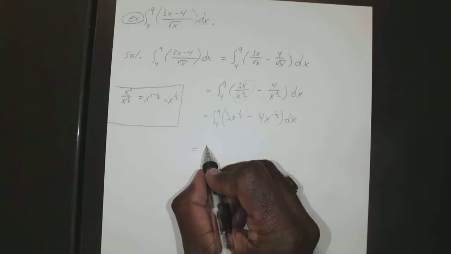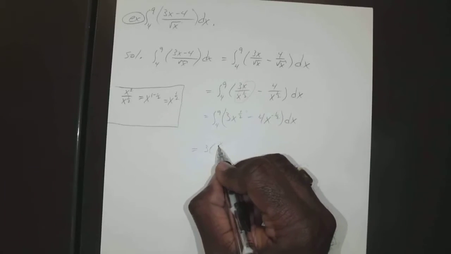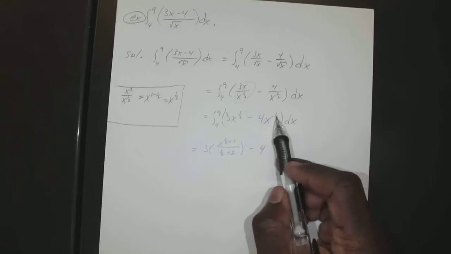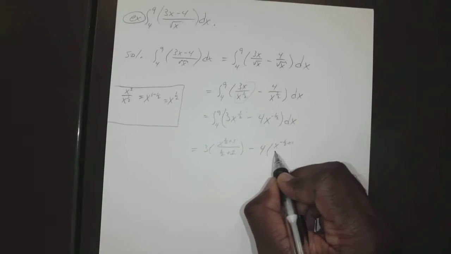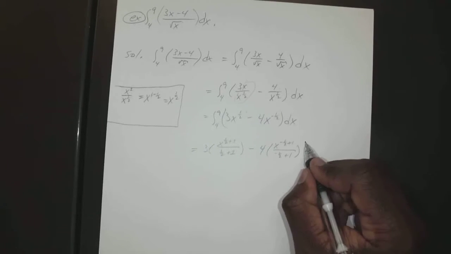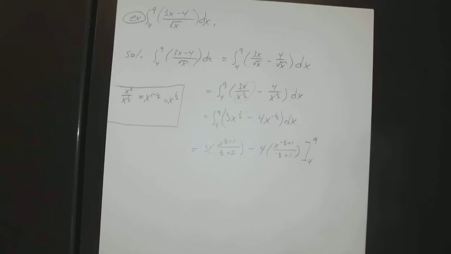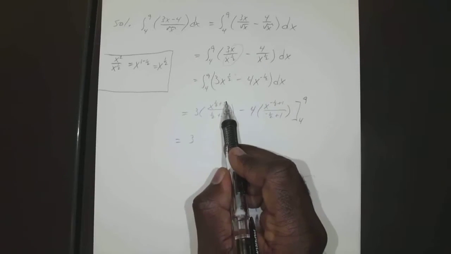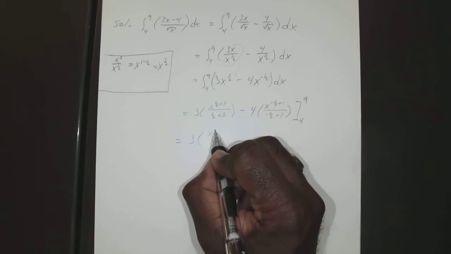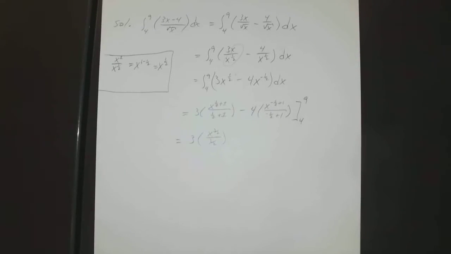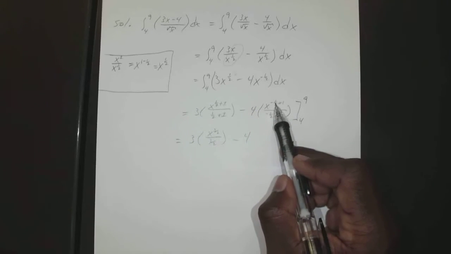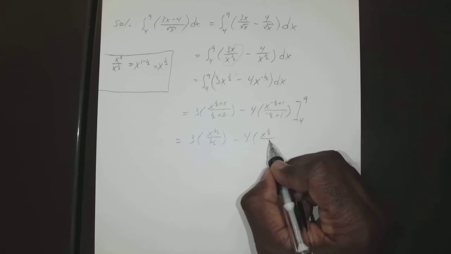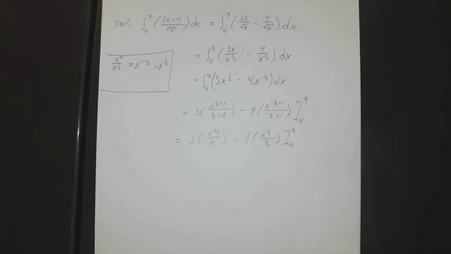Okay. So you have your integral 3 times x to the 1/2 plus 1 over 1/2 plus 1, minus 4 times x to the negative 1/2 plus 1 over negative 1/2 plus 1. And that's from 4 to 9. Okay, so you have 3, 1/2. If you make that 2 over 2, you end up with x to the 3/2 power over 3/2, minus 4, negative 1/2 plus 1/2, you can make that 2 over 2, will give you positive 1/2. So you have x to the 1/2 over 1/2. Again, that's from 4 to 9.